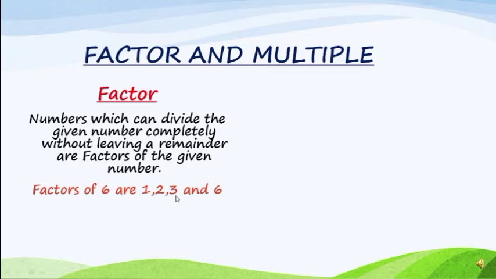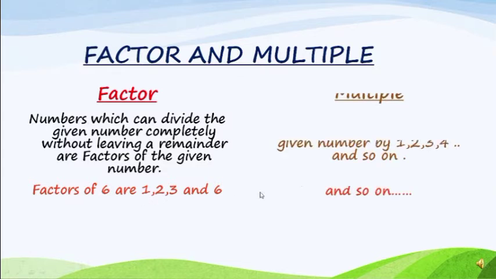In the table of 3 also 6 comes, so we can divide 6 by 3, and 3 is a factor. In the table of 4 and in the table of 5, 6 doesn't come, we can't divide it completely, so they are not factors. And lastly, 6 itself is also a factor of the given number. This way we have learned that the numbers 1, 2, 3 and 6 can divide the number 6.